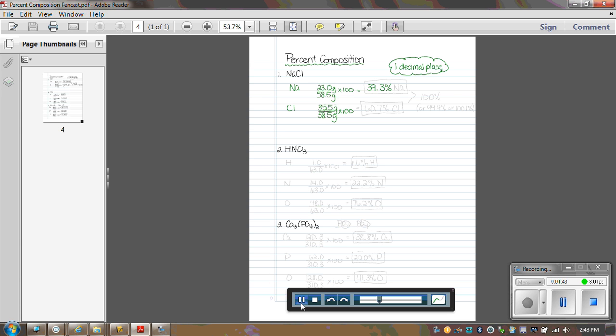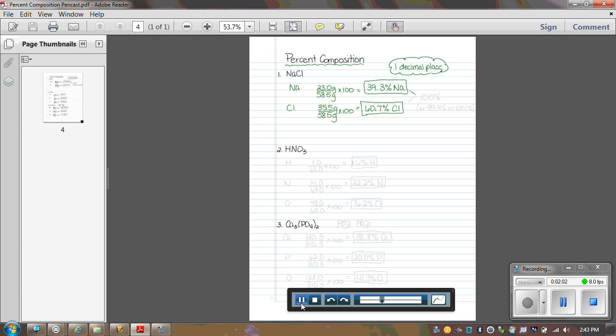So when you divide those two, you will get 39.3 if you round to 1 decimal place. And I usually put what the substance is behind it. So that is 39.3% sodium. And then for this one, comes out to be 60.7% chlorine.